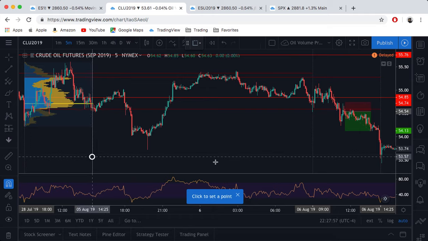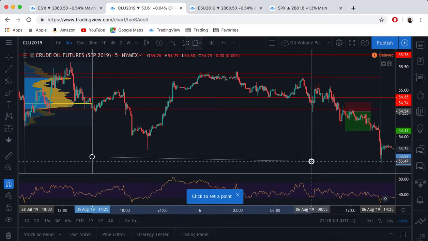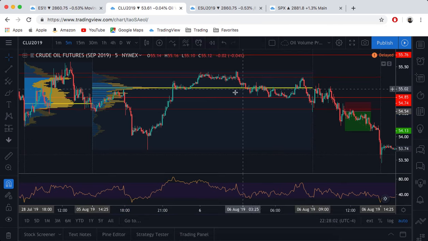Or it could be completely wrong, but let's see. Yeah, so it was the overnight POC right here. We bounced off it perfectly. Again, volume profile works, guys. Trust me, if I haven't proven it to you yet, it's showing up every single day.